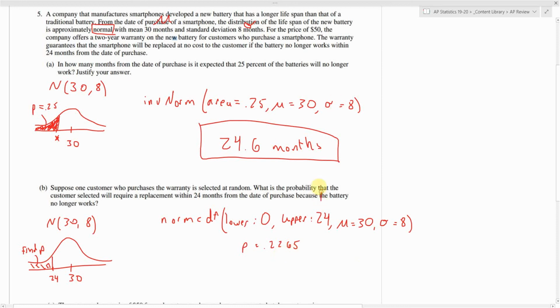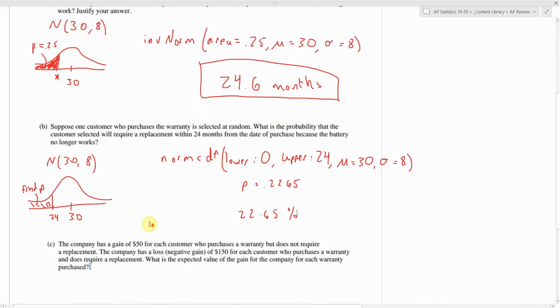It says, what is the probability that the customer selected will require a battery replacement within 24 months from the date of purchase because the battery no longer works? That probability is 0.2265. You can leave probabilities as a proportion. You could also write it as a percentage if you want. Either answer is completely acceptable. So there is our probability for part B.